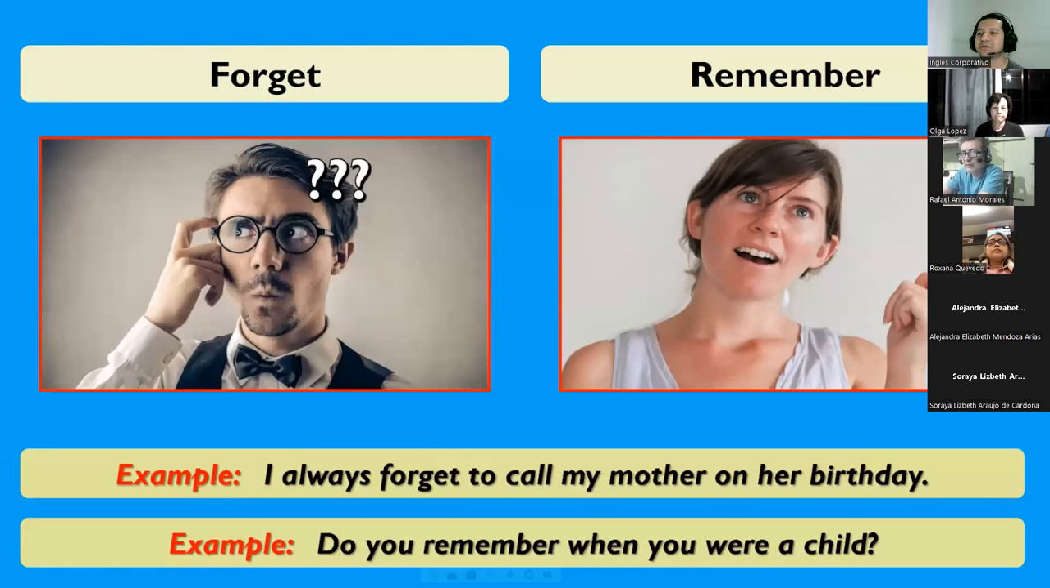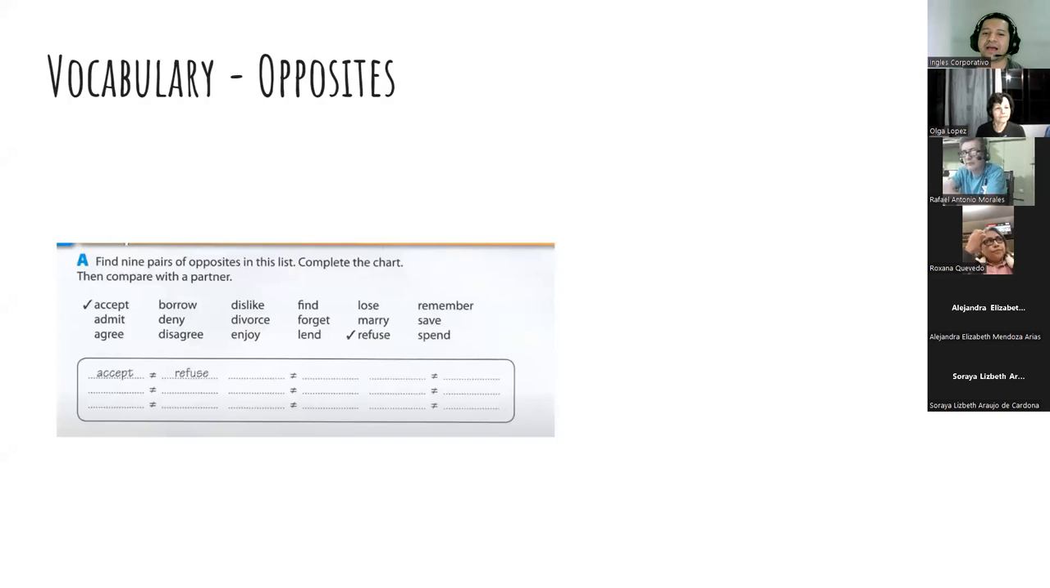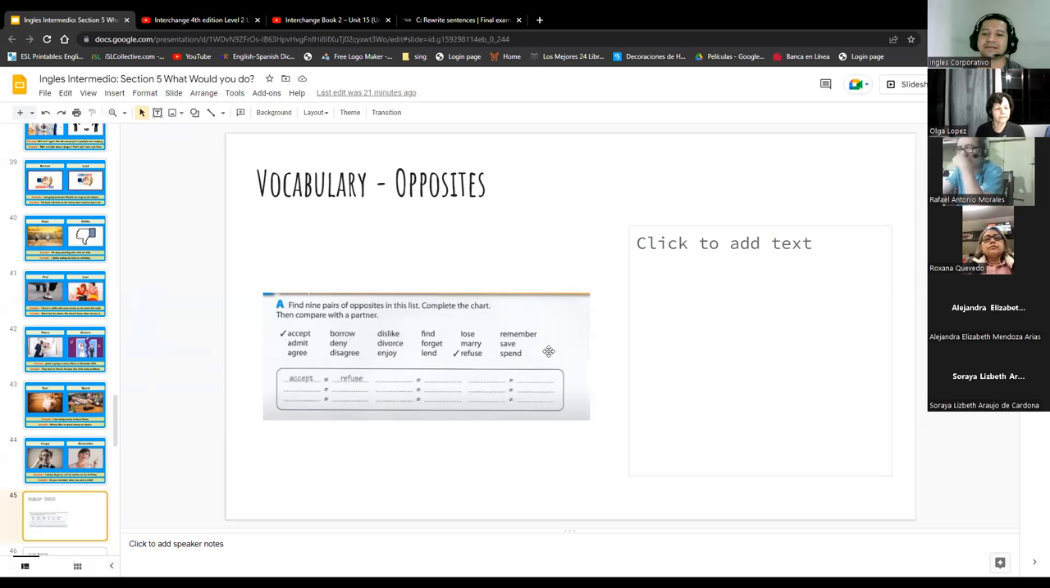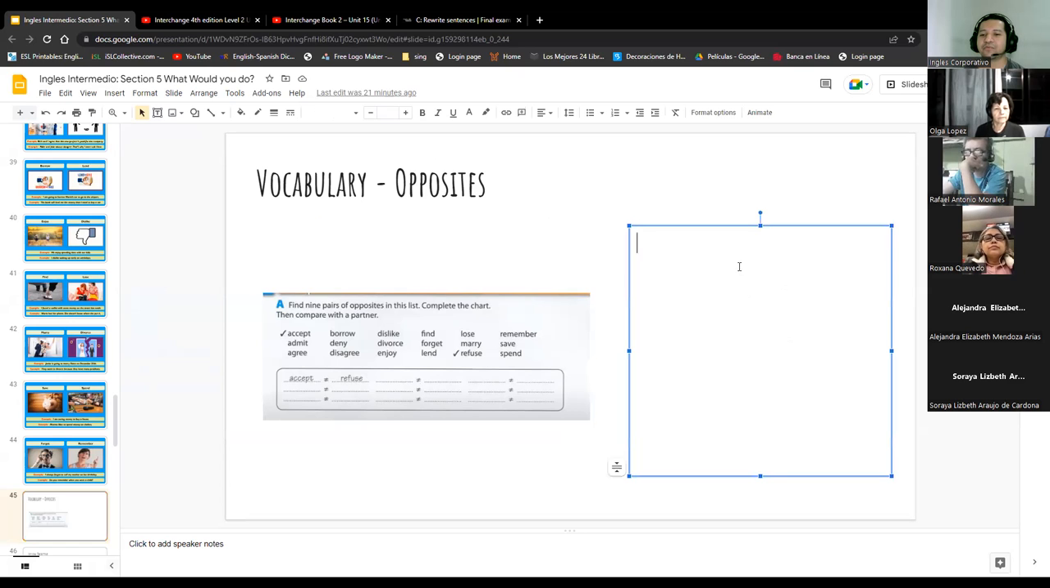Forget and remember. Can you help me reading, Rafael, please? I always forget to call my mother on her birthday. Do you remember when you were a child? Very good. So forget and remember, right? They are opposite also. And we have here opposites. We are going to do it very quickly. Si ya sabemos cuáles son los opuestos, por ejemplo, accept sería refuse, ¿verdad? Refuse. For admit, ¿cuál sería el opuesto?